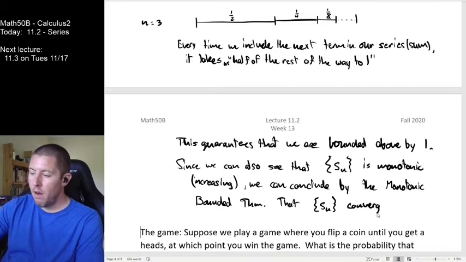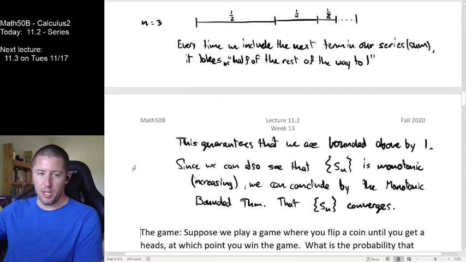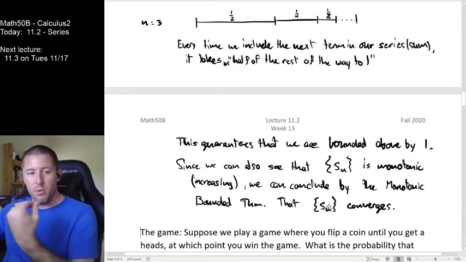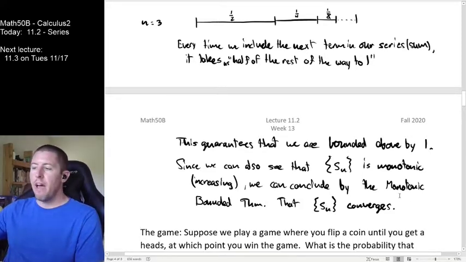Now remember, our monotonic bounded theorem from last class was about sequences converging. But what I feel like we're seeing here is that if a sequence of partial sums converges, that is equivalent to the sum itself converging, because the partial sums is what we've added up to so far. And if what we've added up to so far as n goes off to infinity does converge, then the sum itself has converged to that value right there.